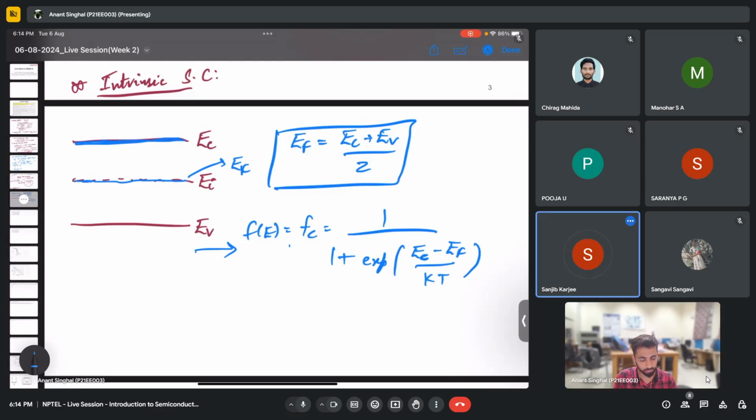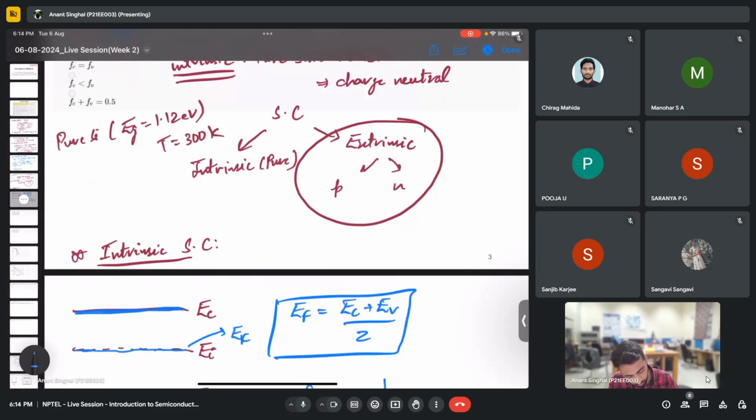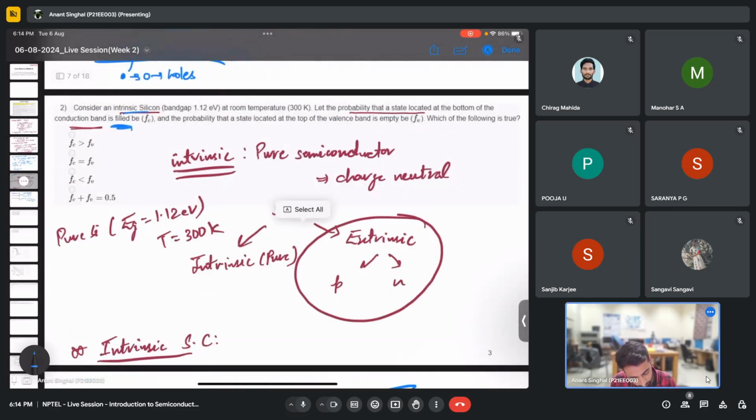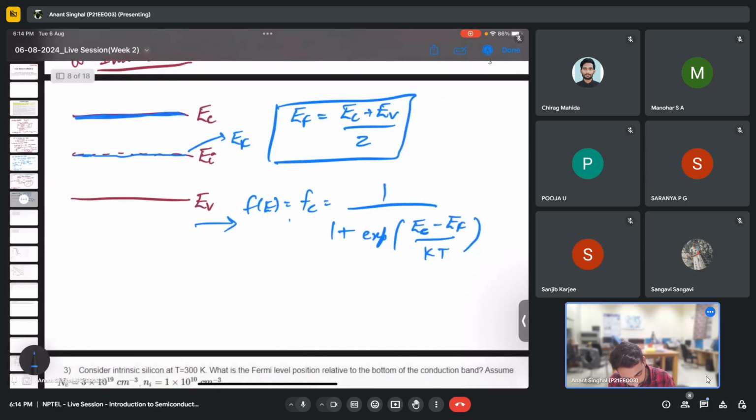No, sir. Okay. So now if we read the question further, then it says the probability that the state located at the top of valence band is empty is Fv. So now the empty states, first of all, we'll calculate the probability of empty states from 1 minus Fe. The general formula is 1 upon 1 plus exponential, so that will be 1 minus Fe, because now the question is saying the probability of empty states is what.